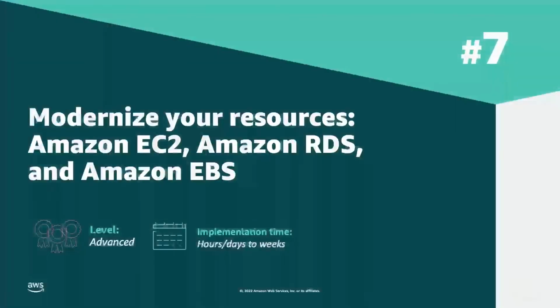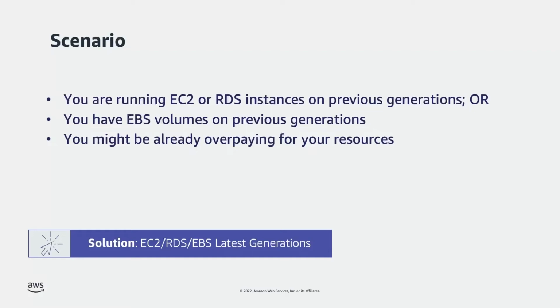Number 7, modernize your resources. In particular, we will be talking about Amazon EC2, Amazon RDS, and Amazon EBS. So the scenario is, if you're running workloads on previous generation EC2 or RDS instances, or if you have EBS volumes on previous generations, you might be already overpaying for your resources.